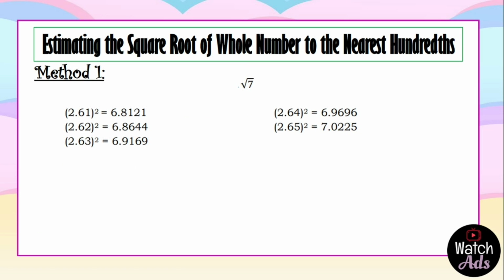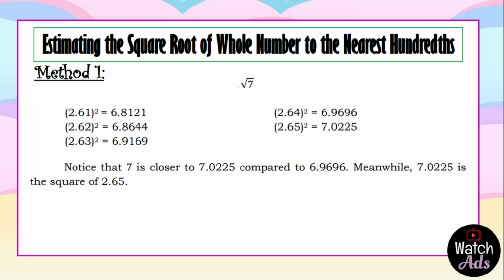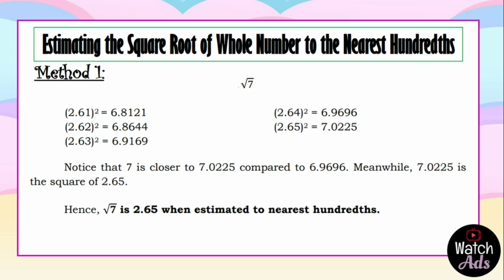Next, let's take note of those squares. You have noticed that 7 is closer to 7.02 compared to 6.96. Meanwhile, 7.02 is the square of 2.65. Hence, the square root of 7 is 2.65 when estimated to the nearest hundredths.